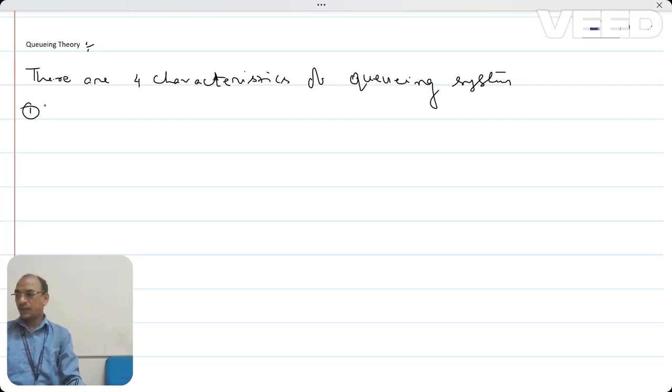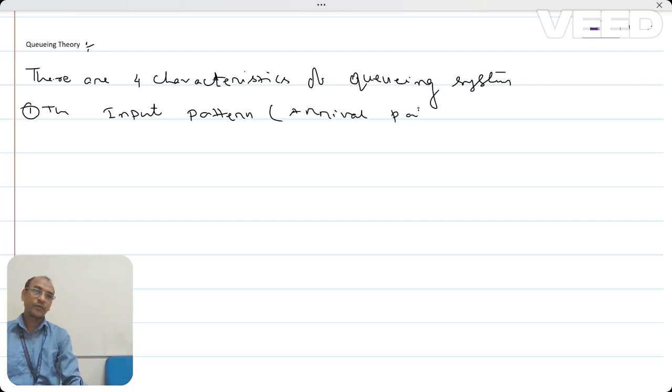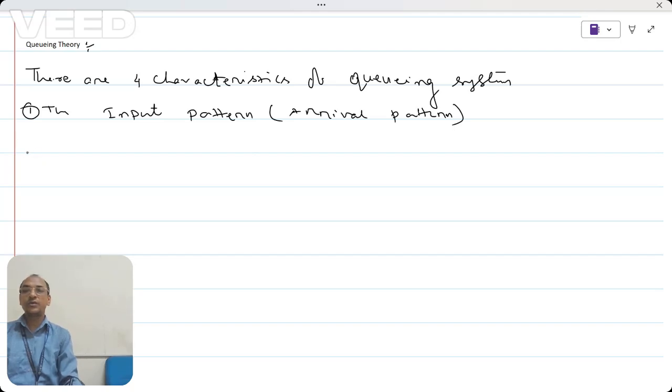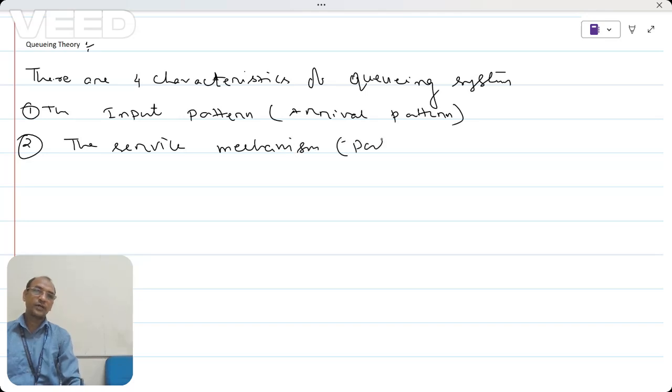One is the input pattern, or we can say arrival pattern. How the customers are arriving and under which condition the queue will form. And the second one is the service mechanism, or you can say service pattern.